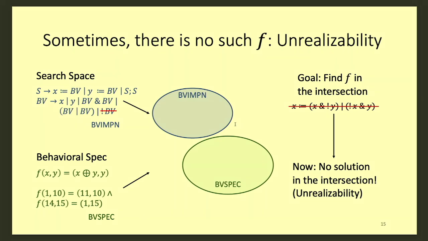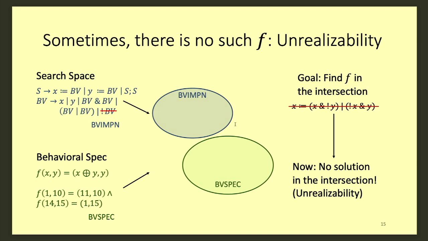We're trying to prove that a set of programs from my search space does not intersect with a set of programs from my behavioral specification. And in that sense, we wish for unrealizability logic to provide a basis for reasoning about correctness for synthesis tools, similarly to how Hoare logic is providing a basis for reasoning about correctness for verification tools right now.